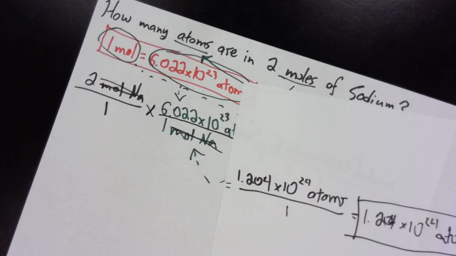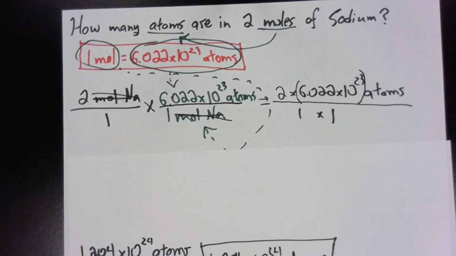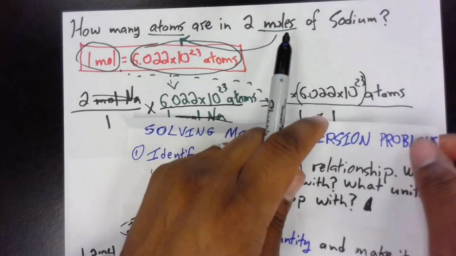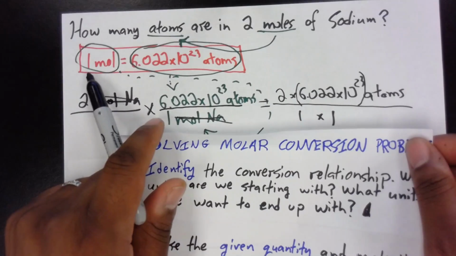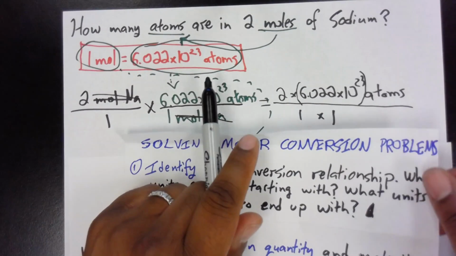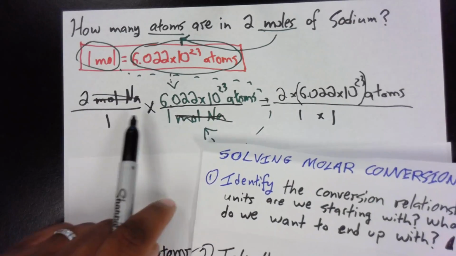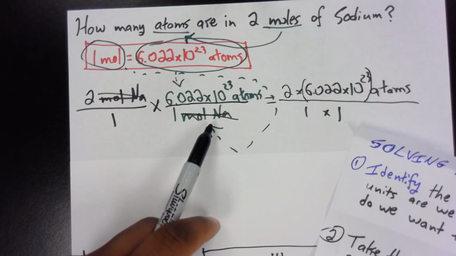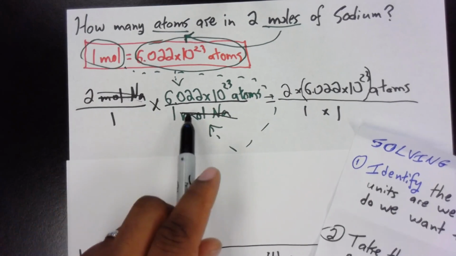And so, just to recap, how many atoms in 2 moles of sodium? First thing we did was identify the relationship. So we realized that we were converting between moles and atoms, from moles to atoms. And so we thought to ourselves, well, how many atoms in a mole? And we know that 1 mole equals 6.022 times 10 to the 23rd atoms. And then the next step, we took the given quantity over 1, then we set up the conversion fraction. Moles is on top, throw moles on the bottom, and then 6.022 times 10 to the 23rd, 1 on top. That way moles on top cancels moles on the bottom.